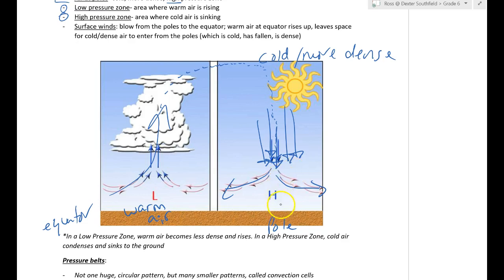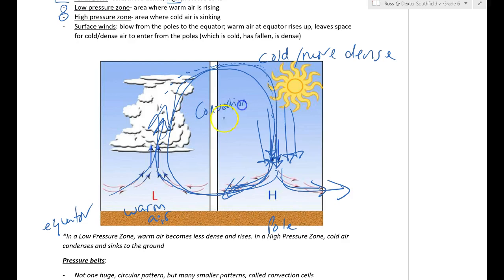There's only two directions you can go since the ground is here. You either go that way towards the equator on one side of the Earth, or you go down this way towards the equator on another angle, right? So this air eventually warms up and goes back up here. It then cools down and goes down. And so we call this a convection current.